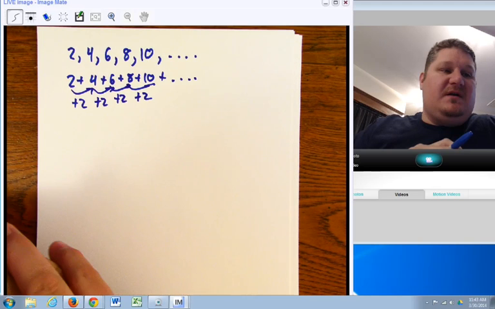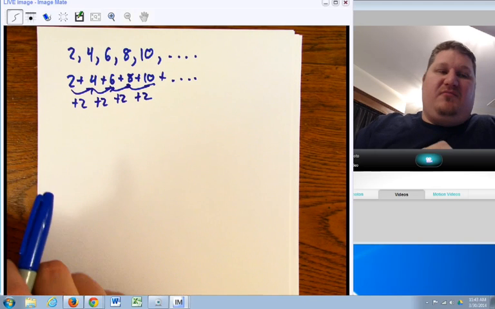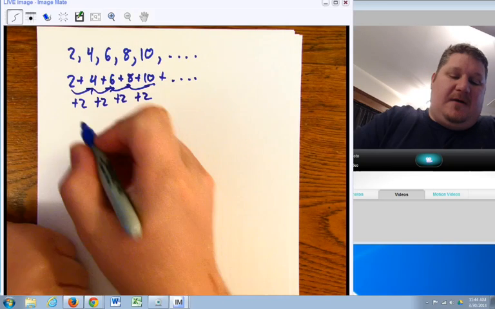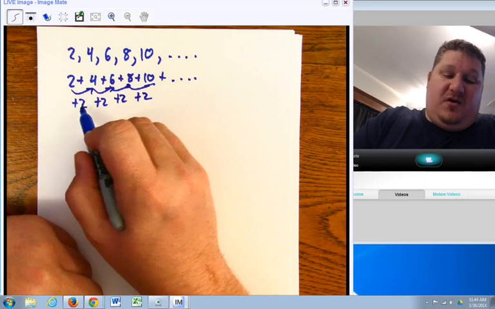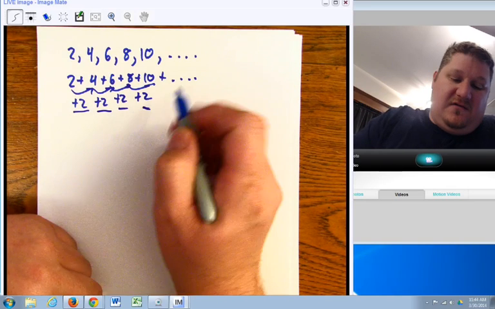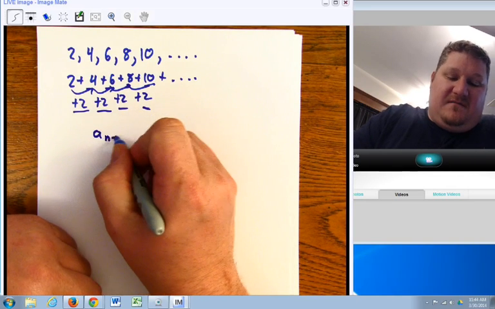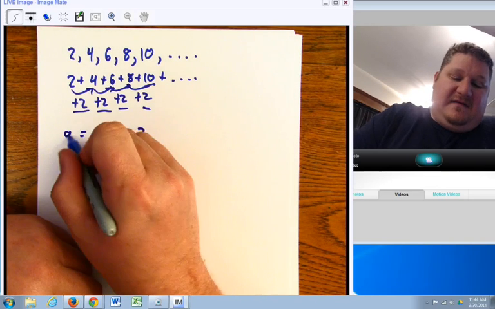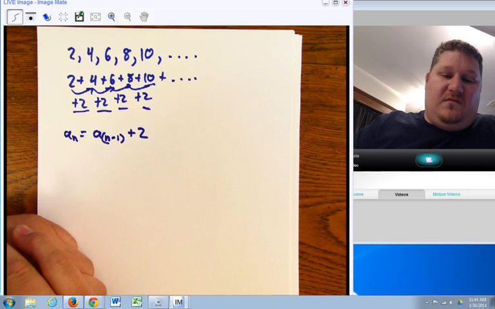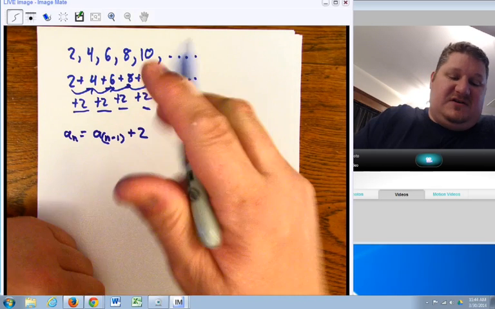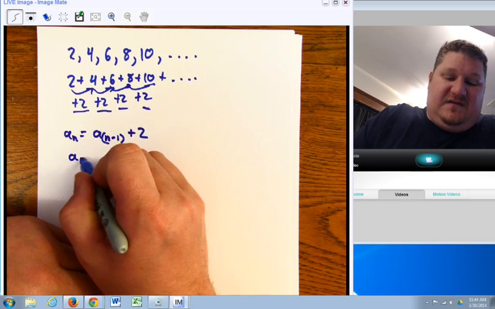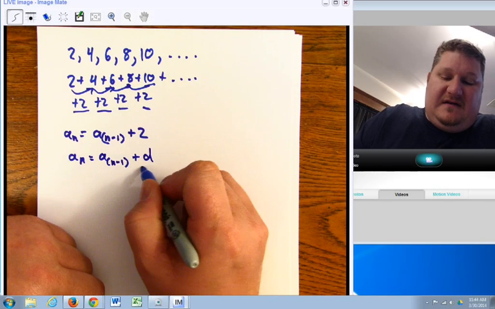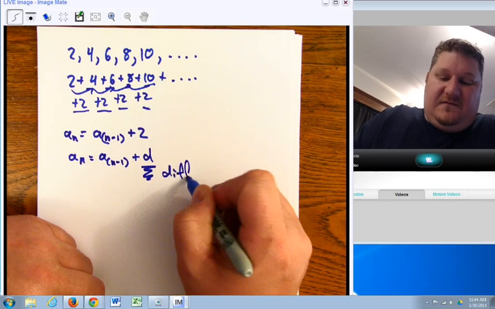So what we want to be able to do is write both an explicit and a recursive formula for an arithmetic series. Now, the recursive formula is very, very easy because all you're doing is adding 2. So I take any term and I add 2 to it, I get the next term. If I were to generalize that, it's a sub n equals a sub n minus 1 plus d. D is a common difference.